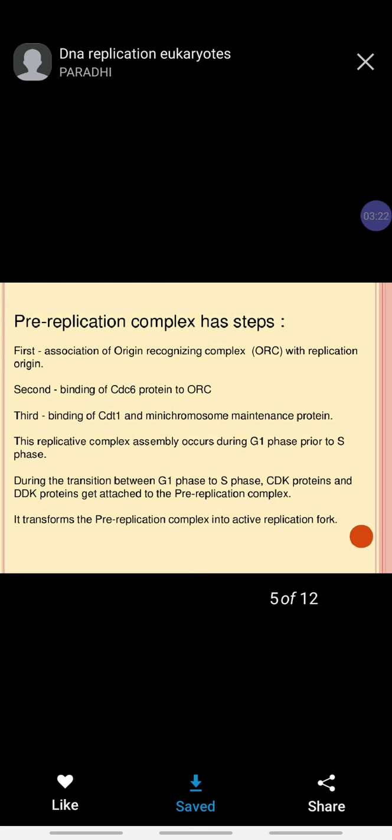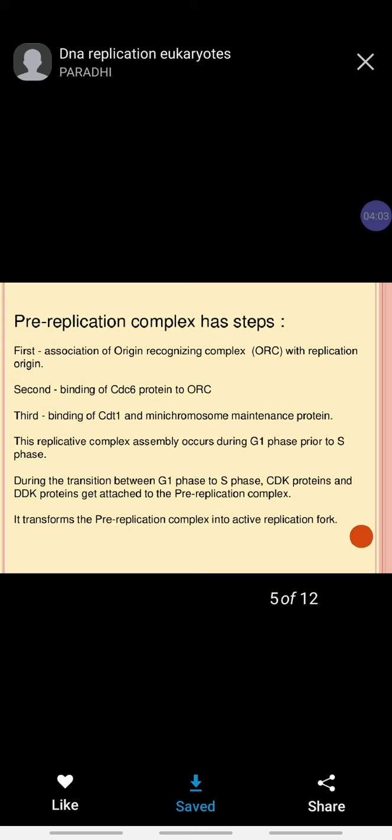So first, association of the origin recognition complex with the replication origin. The ORC complex associates at the origin of replication. After that, binding of the Cdc6 protein to the ORC, the origin recognition complex, which recognizes the origin of replication. At that point, the Cdc6 protein binds in the second step. In the third step, there is the binding of Cdt1 and many minichromosome maintenance proteins to that ORC, the origin recognition complex.